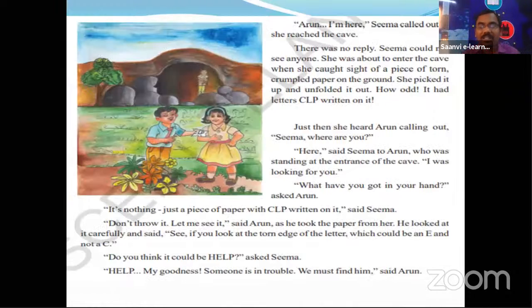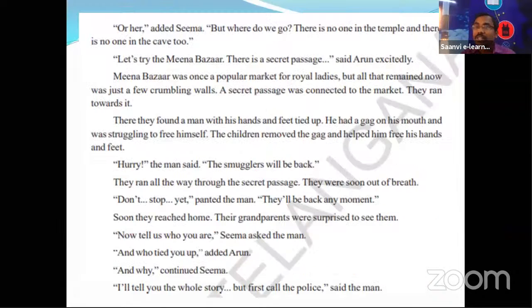"Help, my goodness, someone is in trouble. We must find him," said Arun. Arun might have thought some gents were in trouble. "Or her," added Seema. It may be a gent or it may be a lady. "But where do we go? There is no one in the temple and there is no one in the cave too." Then Seema asked, "But where do we go to help this person?"